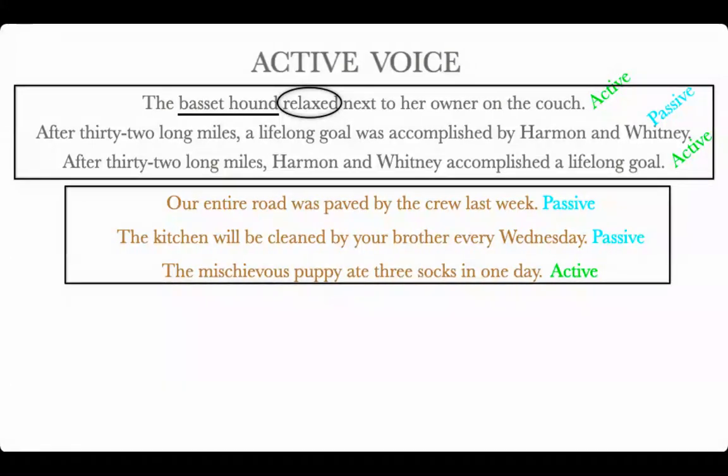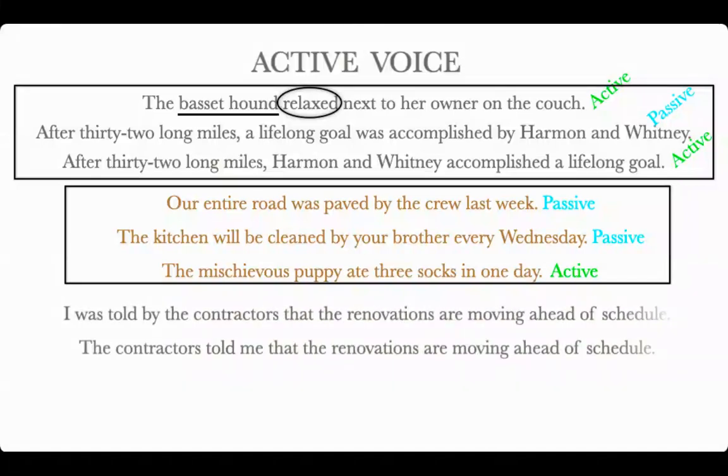When you use active voice, your writing is often more direct, more clear. And when you use passive voice, think about these sentences. I was told by the contractors that the renovations are moving ahead of schedule. And the next, the contractors told me that the renovations are moving ahead of schedule. Both examples express basically the same idea, but the sentence in active voice communicates its meaning in a much more direct way.